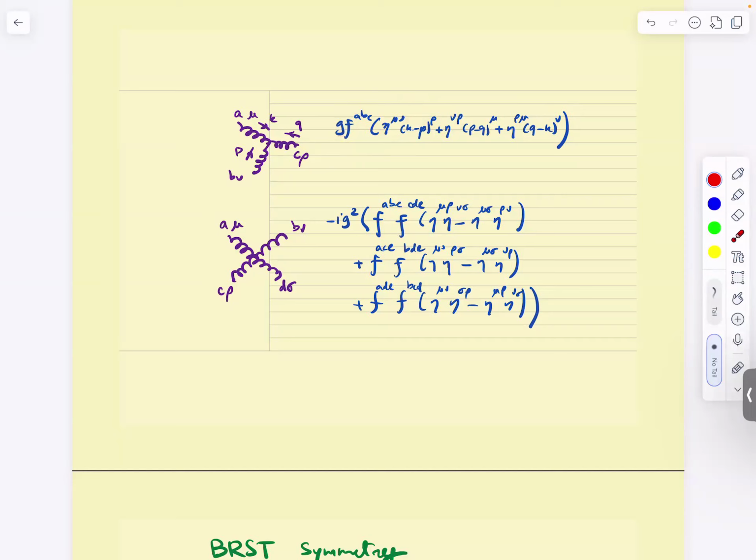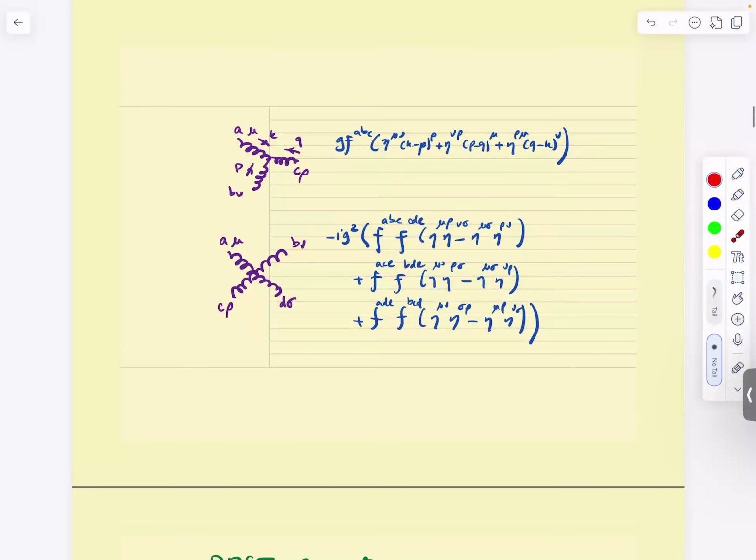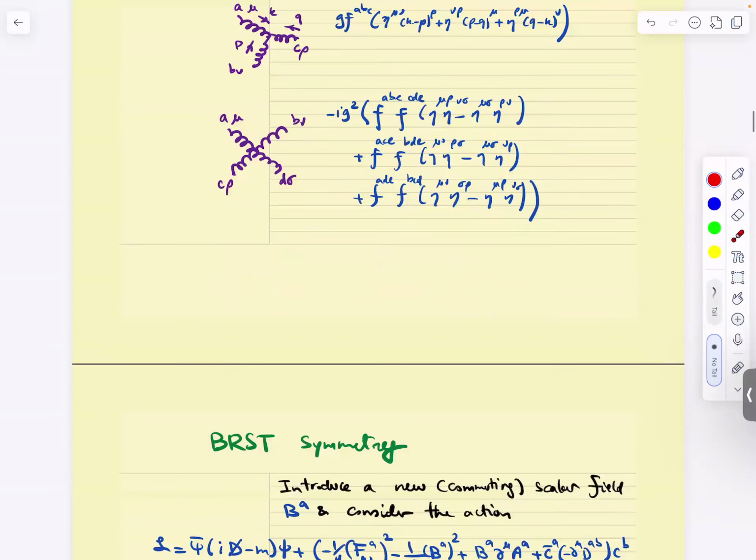It comes from the expansion of F mu nu squared: the term that is quadratic, and the term that's cubic, third power in A, will have one f^{abc}. The fourth order term will have two f^{abc}s and no derivative terms. So this is the structure of it. These are all the vertices in this theory.